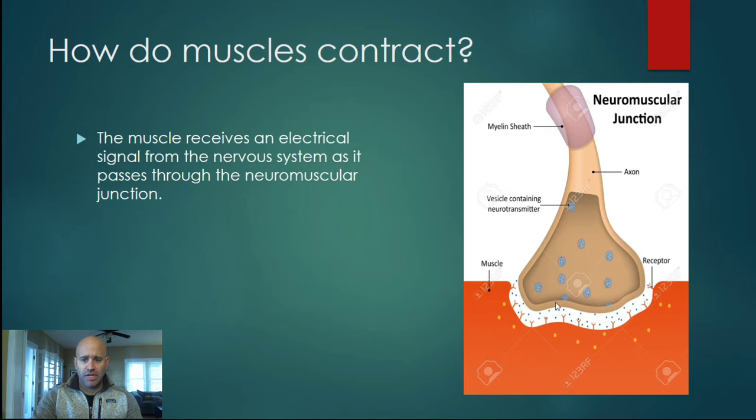So this nerve comes down and releases neurotransmitters, specifically acetylcholine. You don't need to know that now. We'll deal with that in a later lecture. That neurotransmitter attaches to a receptor site and tells that muscle what it wants it to do.